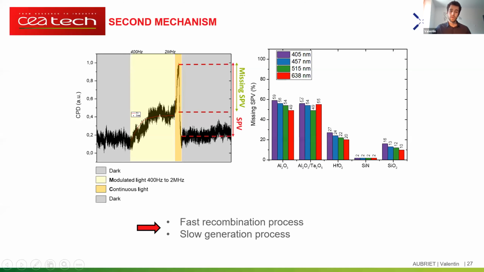And here it's represented the missing surface photovoltage over the four passivation layers. As you can see, the response can be quite different. For the aluminium oxide interface, under modulated light, we reach only 50% of the entire amplitude, whereas with the silicon nitride, we reach more or less the same amplitude as under continuous light. This missing surface photovoltage can be explained by two additional mechanisms, which could be either a fast recombination process or a slow generation process.